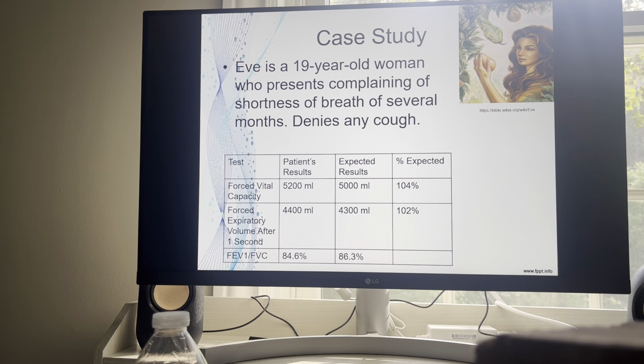All right, are you ready for some case studies? I know I am. They have a biblical theme today. We're going to look at biblical patients. Eve is a 19-year-old woman who presents complaining of shortness of breath of several months, denies any cough.